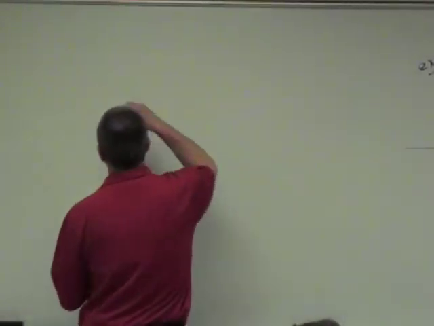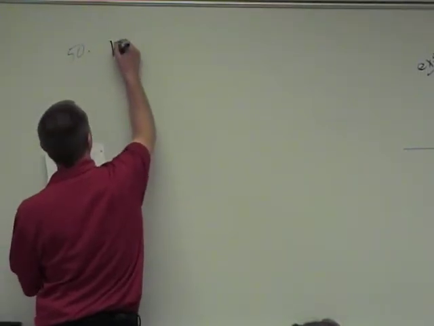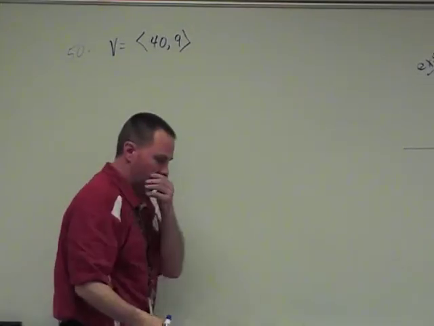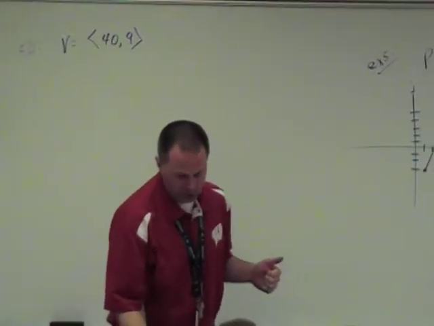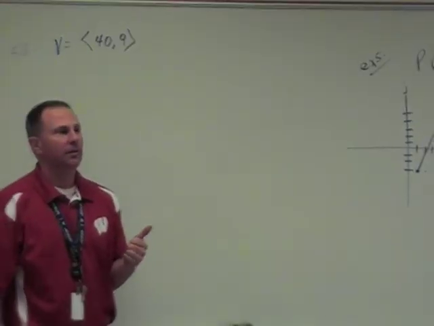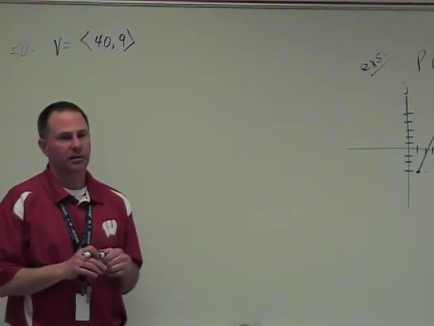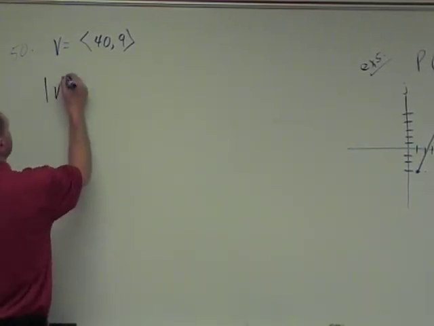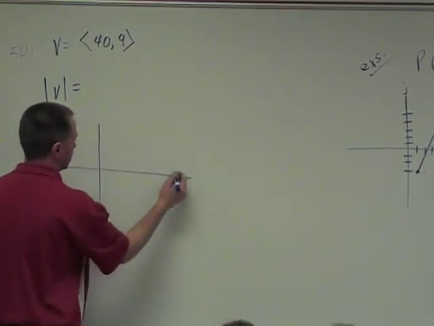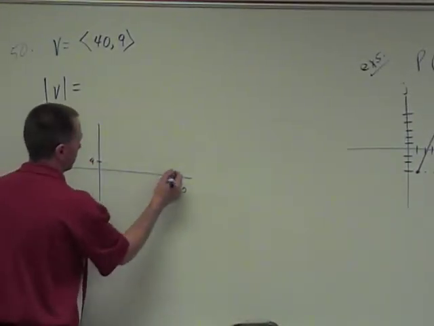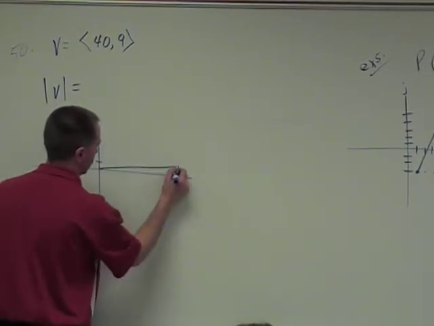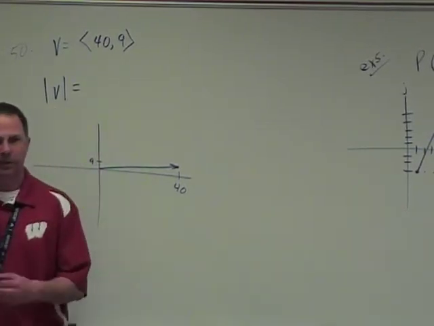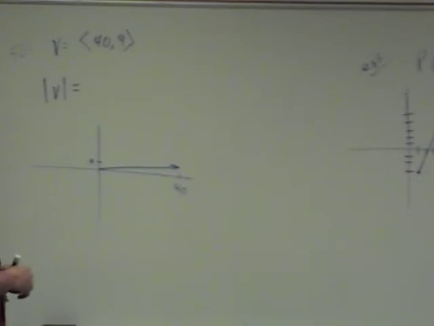Alright. Okay, number 50, this is the last example. If the vector is at 49, I want to know the magnitude, and then I want to know the angle that it makes. So first, everybody find the magnitude. I'm going to draw it for you so you get a visual. Magnitude, please.